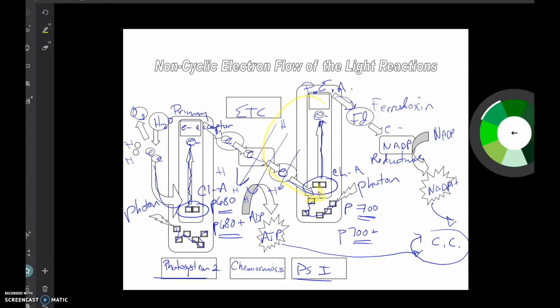Okay, so hopefully that helps clear up the light reactions, and hopefully you understand how that ties in with photosynthesis as a whole.